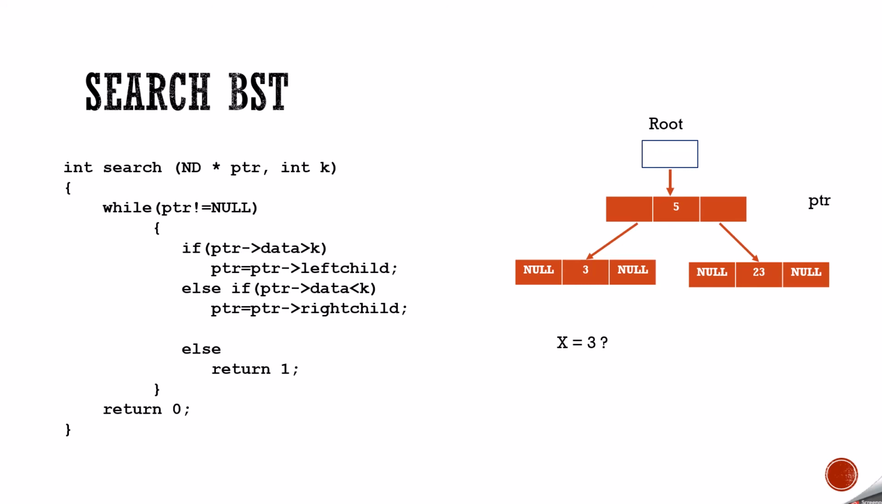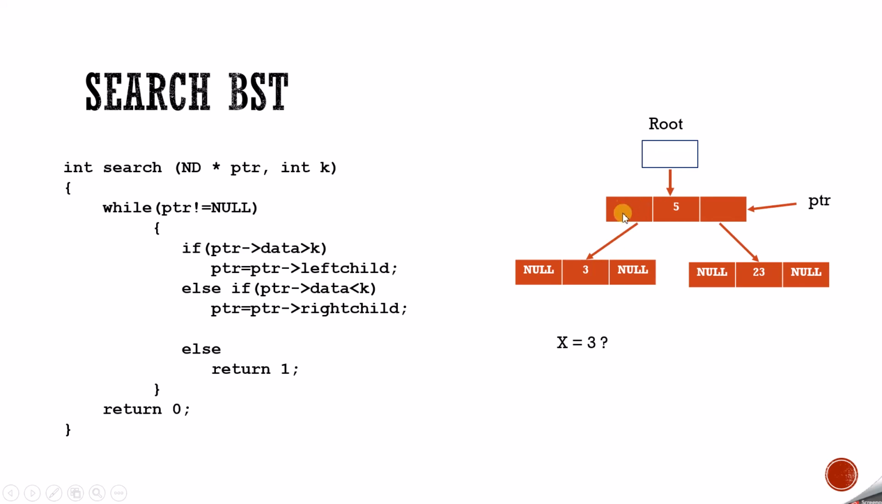So in the very beginning, if my tree is not empty, naturally my PTR will not be null. So PTR will start pointing over there, and then I'll check the data currently pointed to by the pointer PTR. In that case it is 5. The k value, in this case 3, is obviously less than 5. So naturally the PTR will now go to the left child of 5.